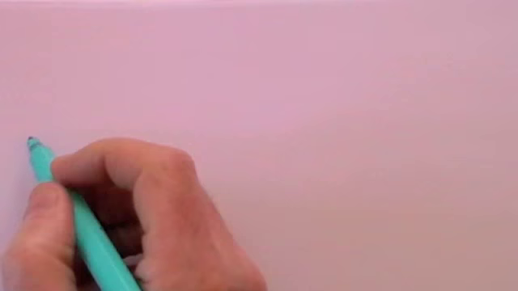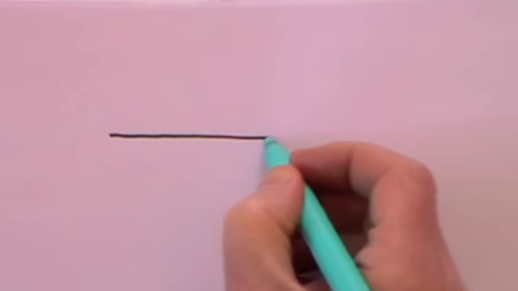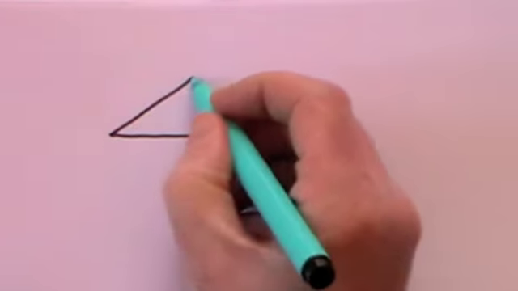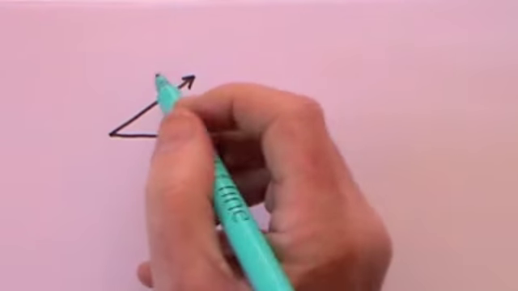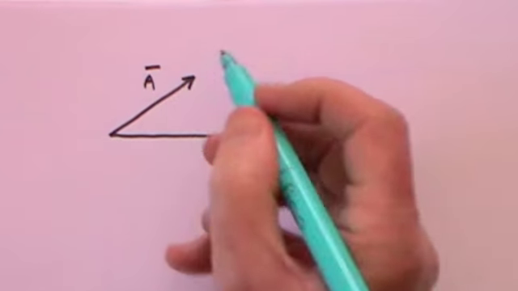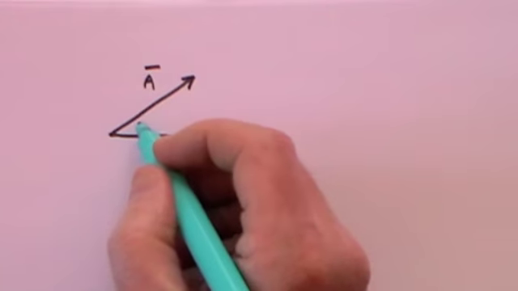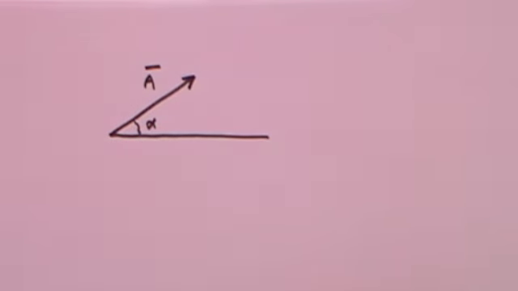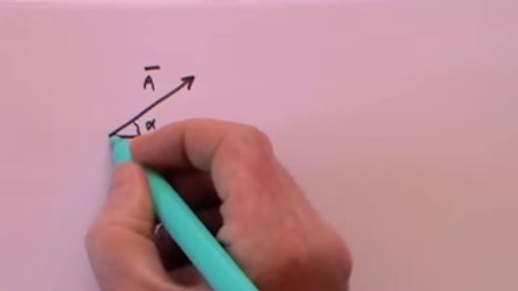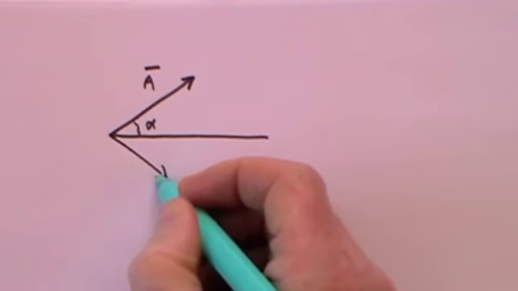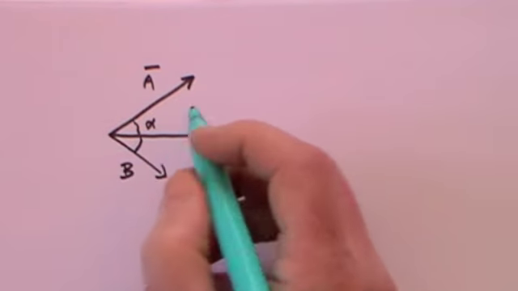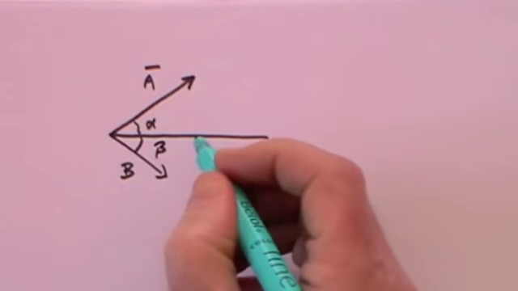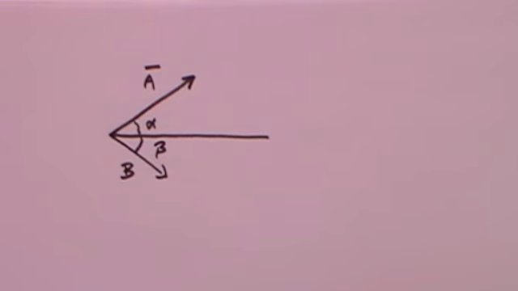Suppose we have 2 vectors. This is just the x-axis. Here is vector 1, which I will call A, and that is at an angle alpha to the x-axis. And here is another vector B, which is at an angle beta to the x-axis. The rule for adding vectors is what's called tip to tail, or perhaps more accurately, tail to tip.